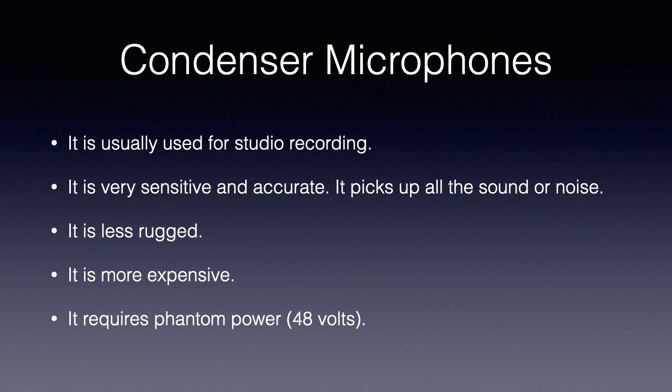Condenser microphones are usually used for studio recording. It is more sensitive and accurate than dynamic microphones. It is less rugged. Be careful that you don't drop it. It is more expensive than the dynamic microphones. The average price is between $1,000 to $5,000. It requires phantom power, like 48 volts.